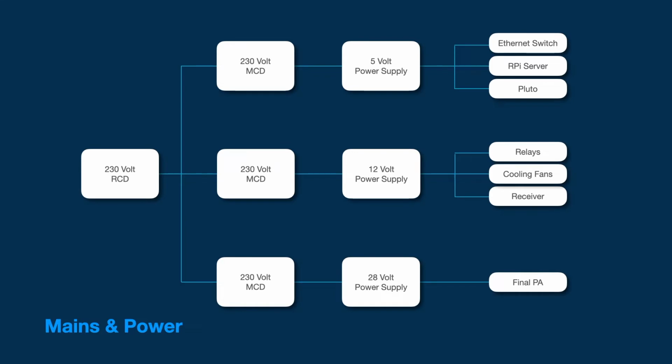The 5-volt power supply will be on 24/7, otherwise the server and the Ethernet switch wouldn't work. The Pluto, we could have a little relay to switch that on and off. The same for the receiver. And anyone who hasn't fallen asleep by now may have noticed that the relays would probably work much better if they were powered from somewhere else, such as the 5-volt supply, which is always on.